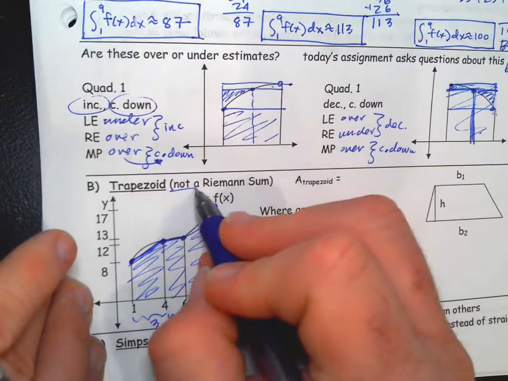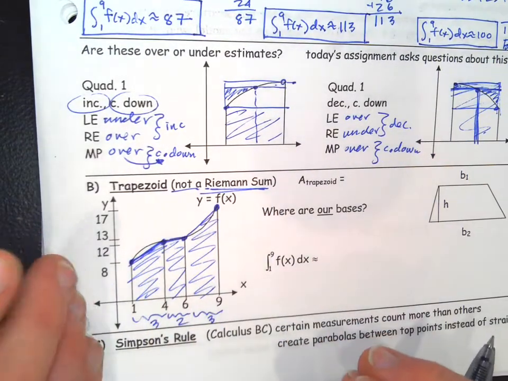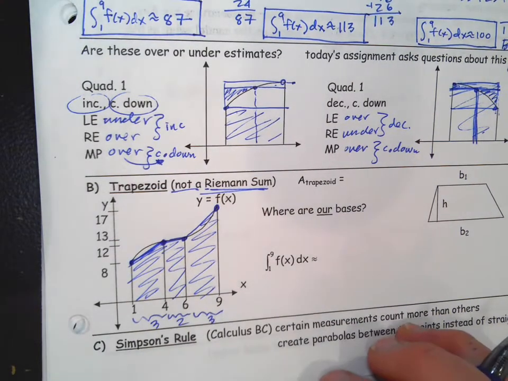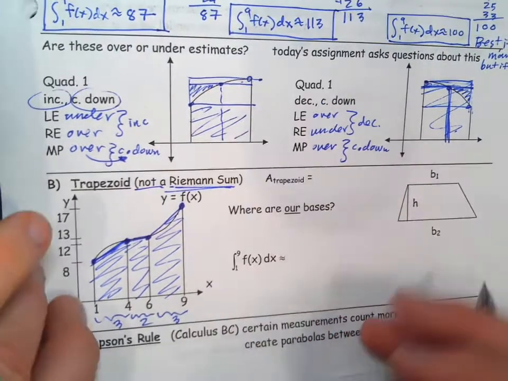This is not called a Riemann sum. Riemann sum is specifically the rectangle ones. This is an estimation technique, but using trapezoids. Now, let's review. What is the area of a trapezoid? I think we reviewed this recently.